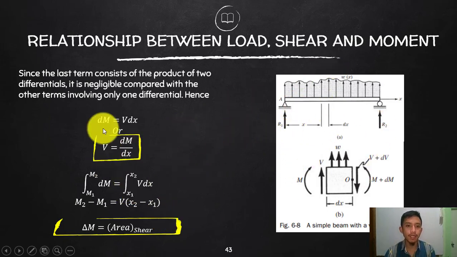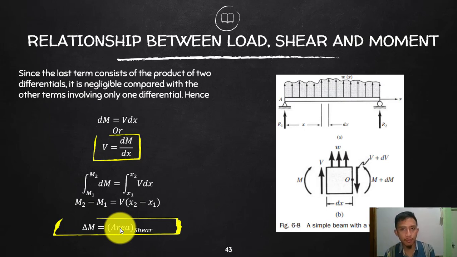Okay? So again, the slope of the moment diagram, or the first derivative of that, is the shear. Okay? The value of the shear at a certain point. Now, the change in moment from a first point to a second point is the area of the shear. Okay, we will be using that to draw the shear and moment diagram without establishing the moment and shear equations. Okay, so that is now to be used in your semi-graphical method.